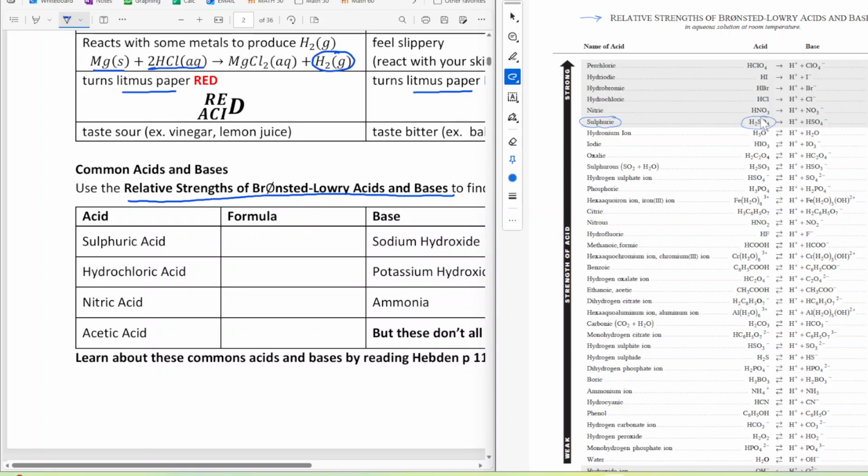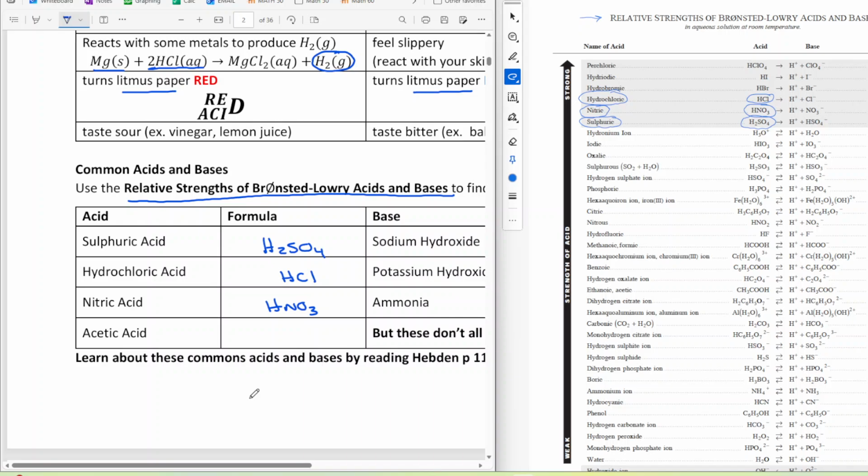But sulfuric acid is H2SO4. Then the next most common, hydrochloric acid, that's one we use a lot. So hydrochloric acid is just your HCl. Then we've got nitric acid versus nitrous acid. Nitric acid is HNO3. And then we get a little bit more complicated.